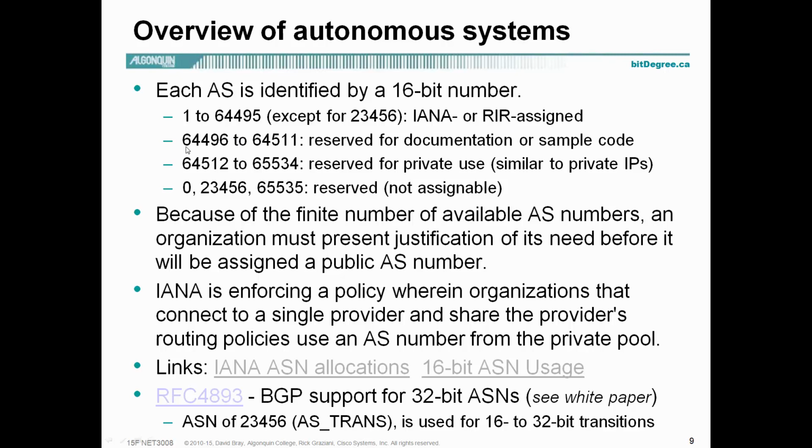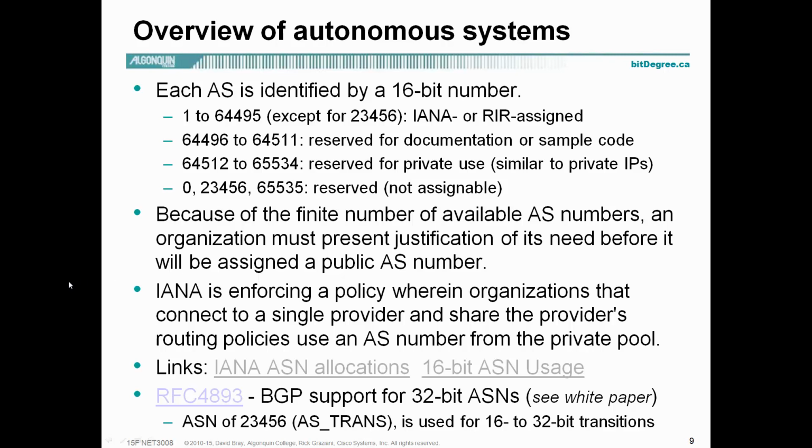Right after that range, we have a small range that's dedicated for documentation or sample code. Then there's another range that's reserved for private use. This is for AS numbers, similar to how we have RFC 1918 addresses for private IP addresses. And then lastly, I'm showing you here that there are 3 specific values that are reserved and not assignable to any enterprise. So the very bottom of the range, 0, the very top of the range, 65,535, and this special number in between, which we'll look at shortly.